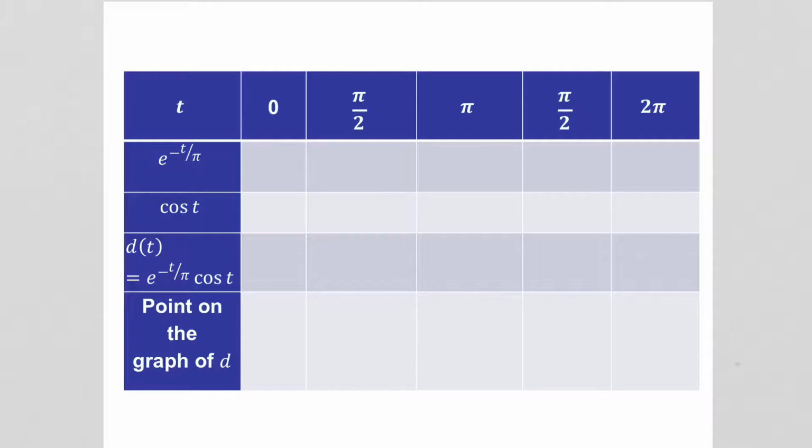So let's go ahead and graph, just so we'll see what this looks like. e to the negative t divided by pi. Well, if we plug in 0 for t, so 0 divided by pi is 0, that's e to the negative 0, or e to the 0, which is 1. Then we plug in pi over 2. So negative, or is it pi over 2 divided by pi?